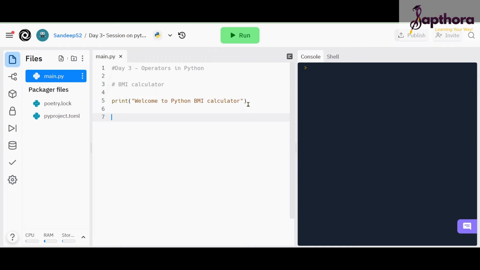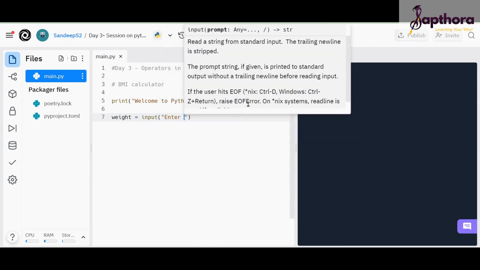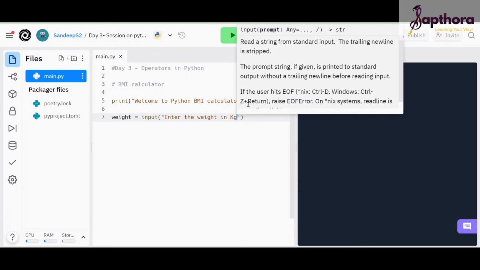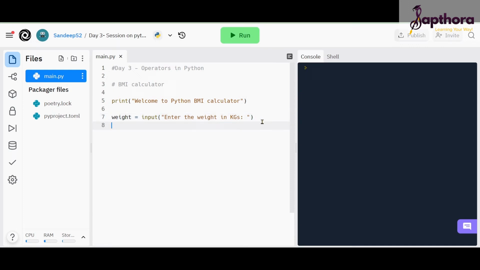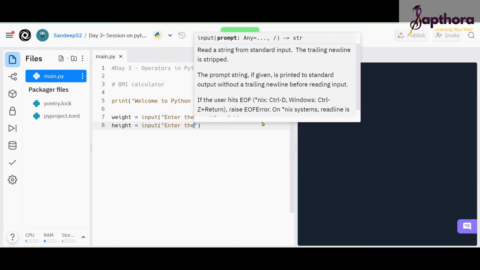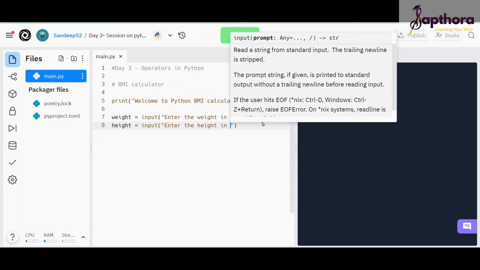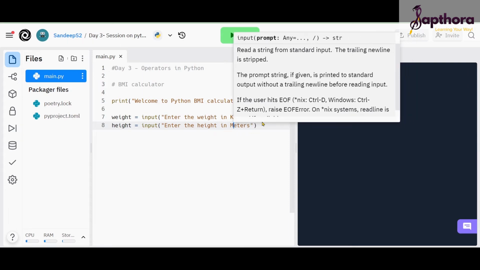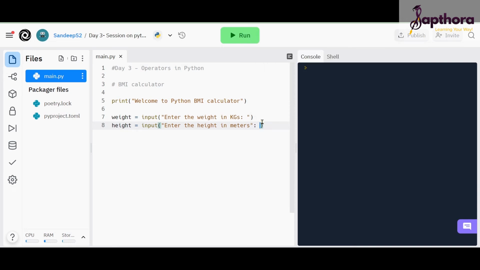Yes, I hope you people have already done it, but let us do it again. So I just want the weight. Okay, so weight is equal to input, enter the weight in kgs, maybe something like this. And after this, height is equal to input, enter the height in meters. Colon and space, it should be inside the quotes. Why I'm doing this is I just want to present my data in a single line so that it is very good to see. Okay, for that reason I'm doing this.